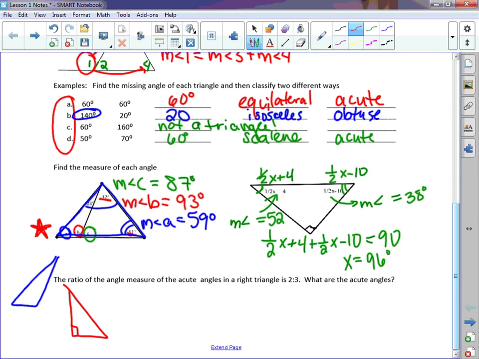Alright, so what we're going to do to help us solve for this is, I'm going to call this angle 2x, and this angle 3x. 2x and 3x. Now let's talk about why we do that. A ratio. Who can explain to me what a ratio is? If I'm saying the ratio of my two angles here, what is a ratio?